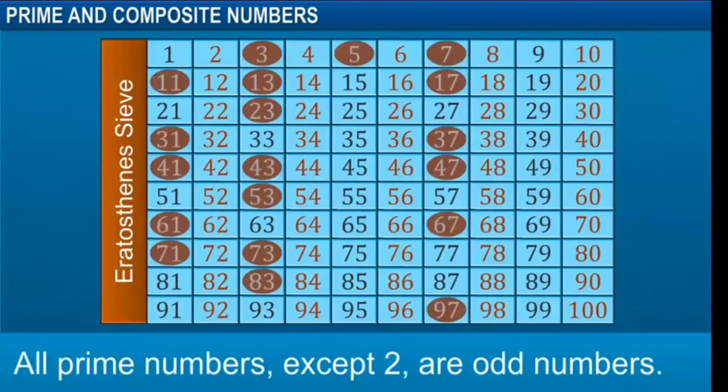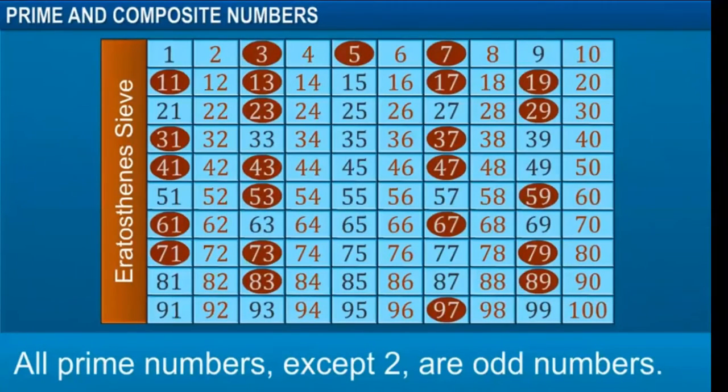Observe that except 2, all prime numbers from 1 to 100 are odd numbers. Okay, so when we consider the prime numbers, all the other prime numbers except 2 are odd numbers, correct? Okay, so you can write this sentence also. All prime numbers except 2 are odd numbers. Just write down this sentence.